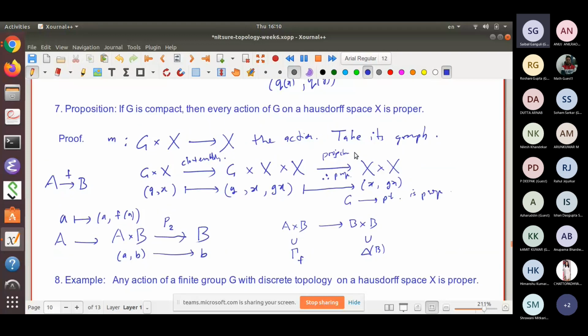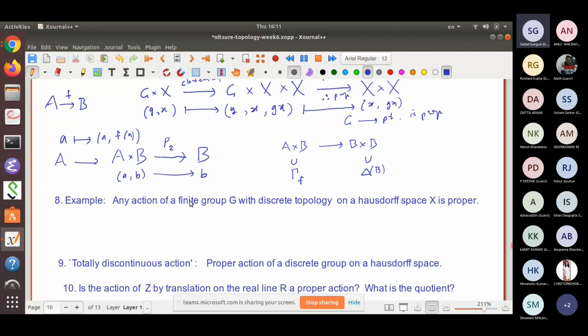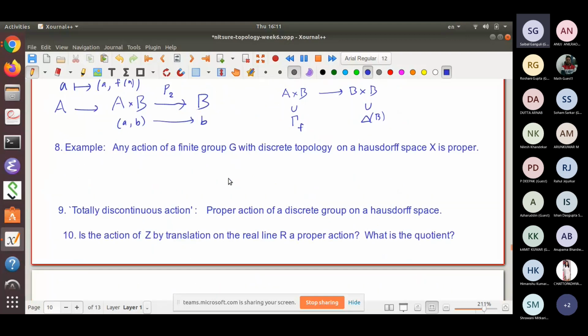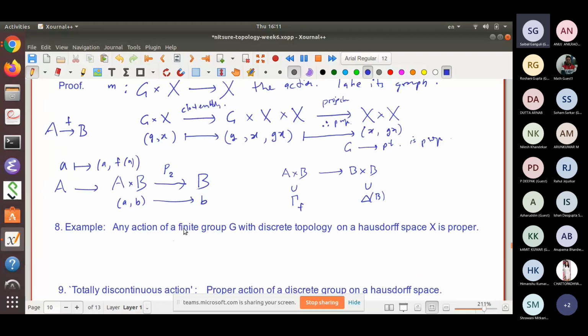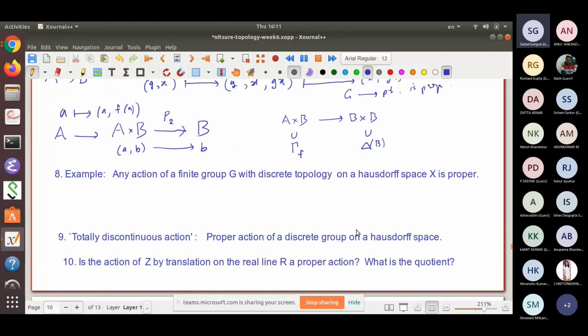So every compact group action is proper. And if you look at standard differential geometry or physics, there are a very large number of compact groups like the orthogonal group, unitary group, and whatnot operating on various manifolds, which are Hausdorff manifolds. All those Lie group actions are going to be proper because of this proposition. But the simplest example of compact is finite. So this shows that any action of a finite group with discrete topology on a Hausdorff space is proper.